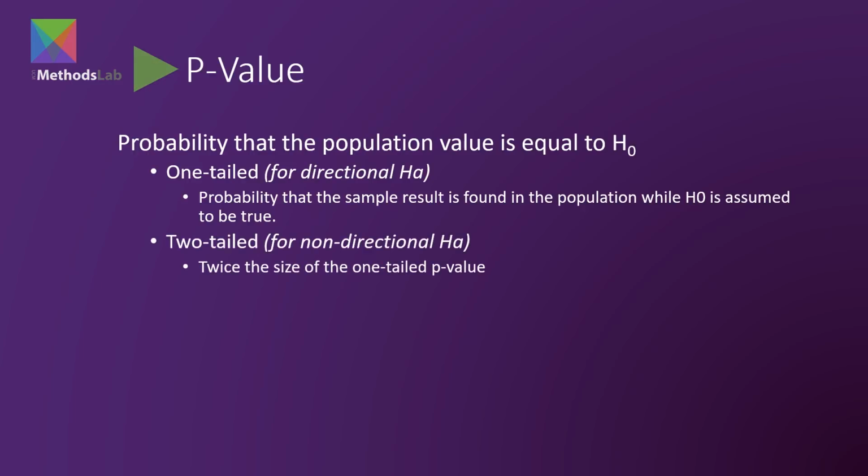For a non-directional hypothesis, this would be twice the size of the one-tailed p-value. That's just because we're looking in both directions, right? Not a hugely important point, but it might come up when you're doing your project.